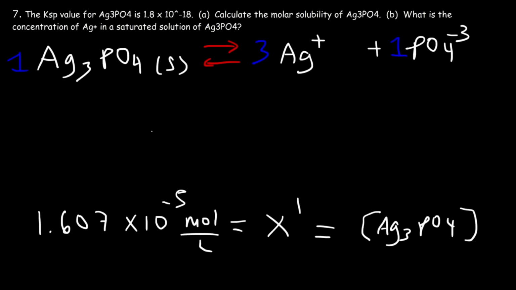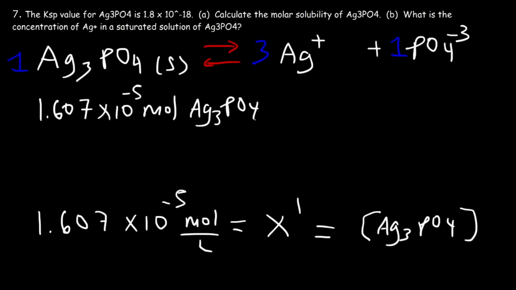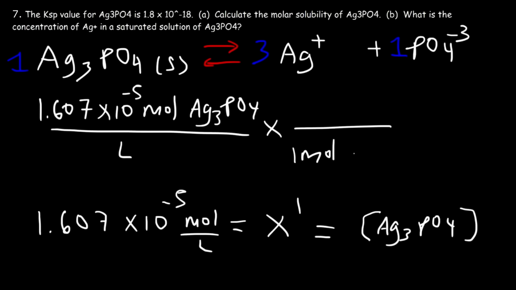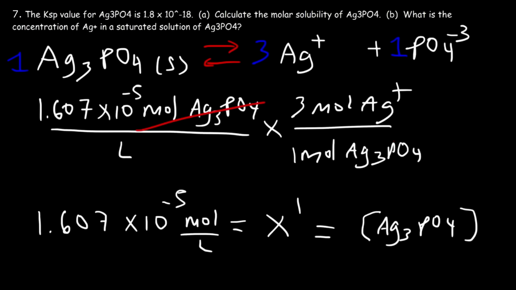But if you want to show your work, here's what you could do. So start with what you have. 1.6 times 10 to the negative 5 moles of silver phosphate that's dissolved in a solution per liter. And now for every mole of Ag3PO4 that's dissolved, there's going to be 3 moles of Ag plus dissolved along with it. And so that's why we need to multiply by 3.